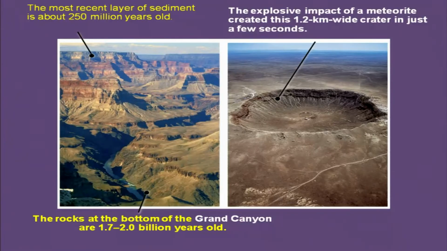Whereas, on the other end, the explosive impact of a meteorite creates this 1.2 kilometer wide crater in just a few seconds. So, this is the irony, that one process is very fast and another process is very slow. This is a slow process, this is a rapid process. So, you can now link with the part which we were talking about, the slow process and rapid process, which can result in the shaping up of the landscape.